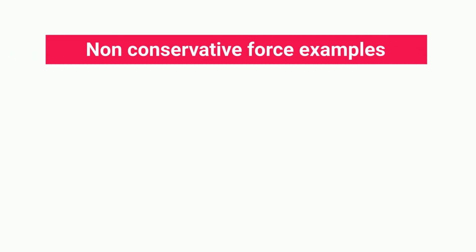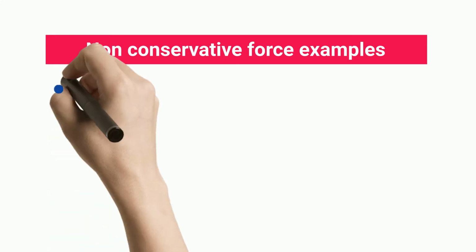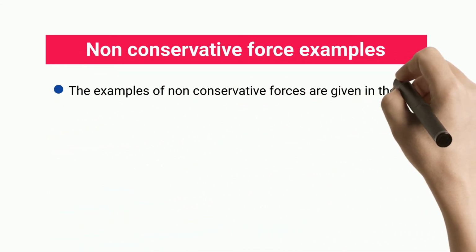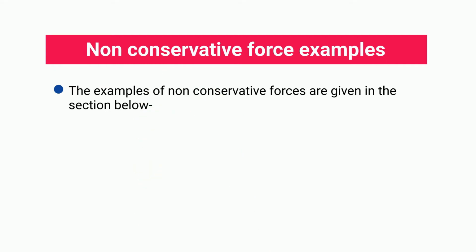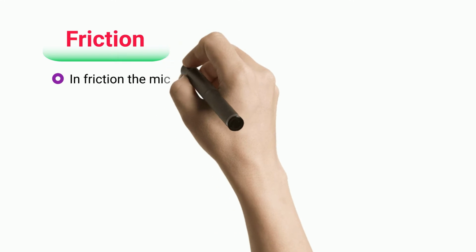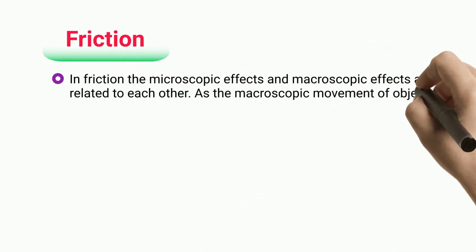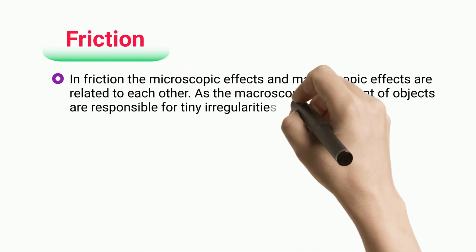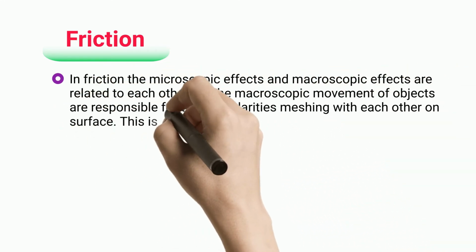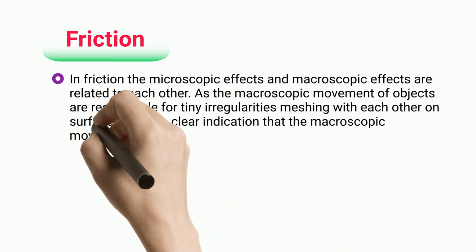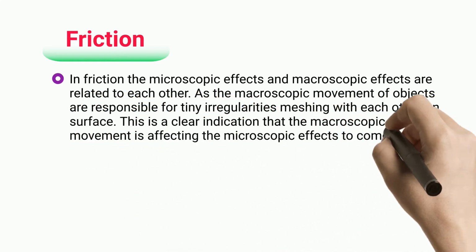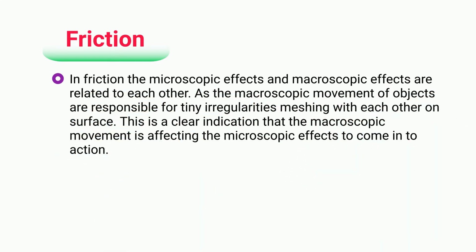Non-conservative force examples. The examples of non-conservative forces are given in the section below. Friction. In friction, the microscopic effects and macroscopic effects are related to each other, as the macroscopic movement of objects is responsible for tiny irregularities meshing with each other on the surface. This is a clear indication that the macroscopic movement is affecting the microscopic effects to come into action.